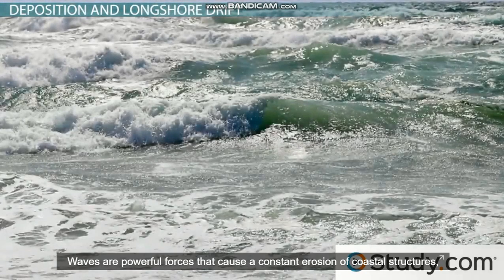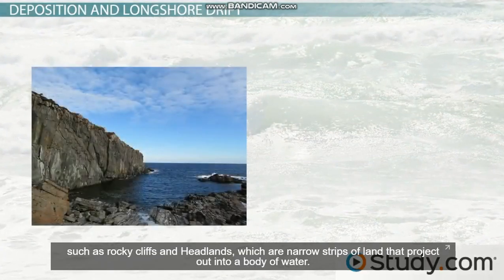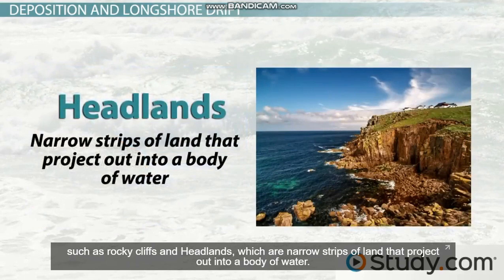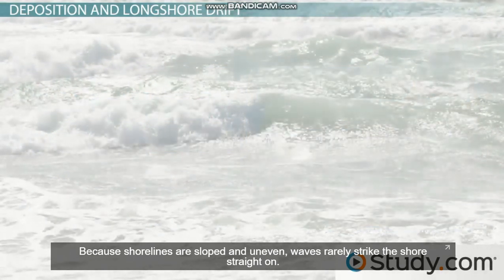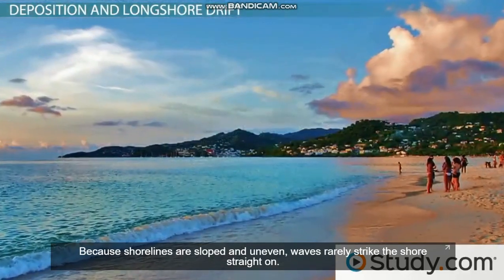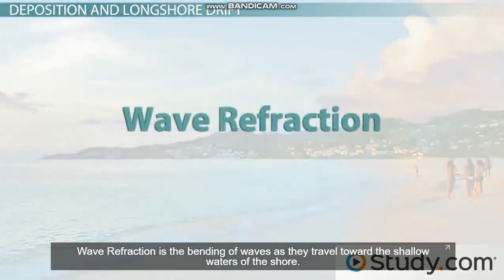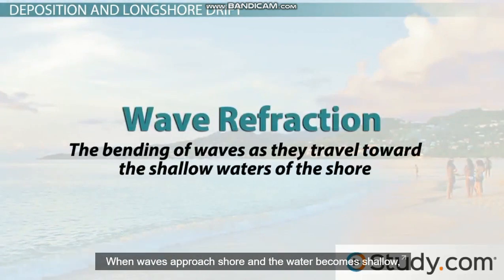Waves are powerful forces that cause a constant erosion of coastal structures, such as rocky cliffs and headlands, which are narrow strips of land that project out into a body of water. Because shorelines are sloped and uneven, waves rarely strike the shore straight on. Wave refraction is the bending of waves as they travel towards the shallow waters of the shore.